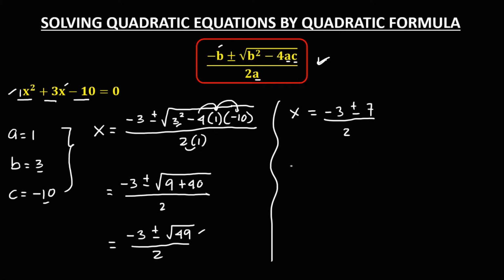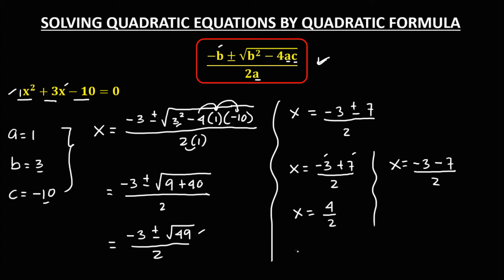Then to solve for the values of x, we have x equals negative 3 plus 7 over 2. And the other one, x equals negative 3 minus 7, then over 2. So we have x equals negative 3 plus 7, that's positive 4, over 2. Therefore x is equal to 4 divided by 2, that's positive 2.